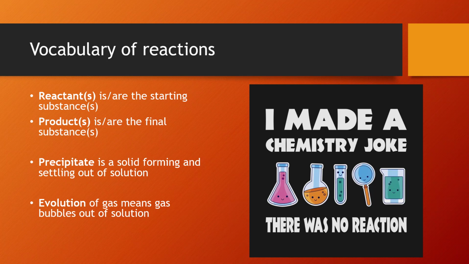The products are the final substances. In this case, we're going to see that the sodium bicarbonate is going to form sodium acetate, and it'll also form carbon dioxide, which is going to come out in the form of bubbles. So that will be our chemical reaction, and we're going to be able to observe this by seeing bubbles form when we mix baking soda and vinegar.